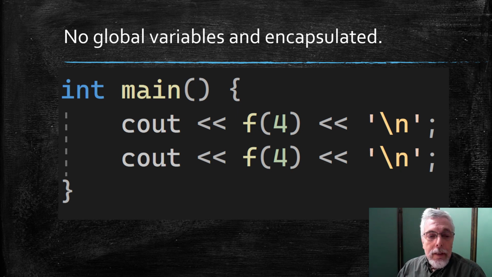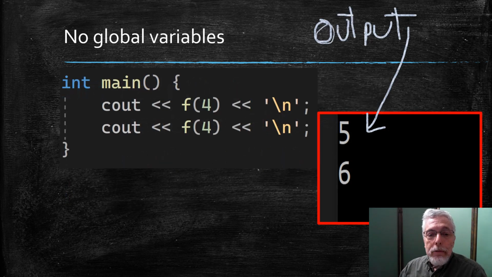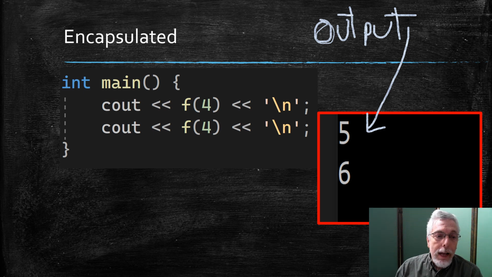This one is a function f. I'm going to pass it the number 4, and I'm going to do it again. There are no global variables, and everything is encapsulated. All right, so no global variables, everything's been encapsulated. When I run this piece of code without global variables, I get different outputs. It's encapsulated. Yet when I run it, I get different outputs. How could that be?